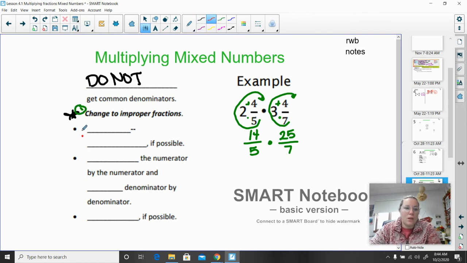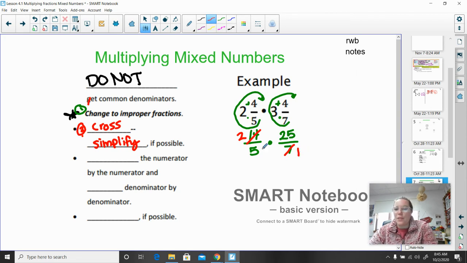Step 2 is to cross simplify if possible. We want to cross simplify. So we can cross simplify here. I look at 7 and 14. Do they have any common factors? Okay, I know 7 can go into 7 and 7 can go into 14. So I'm going to divide by 7. 14 divided by 7 is 2. 7 divided by 7 is 1.